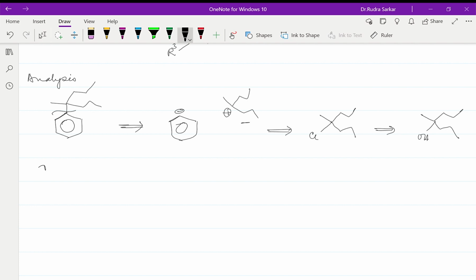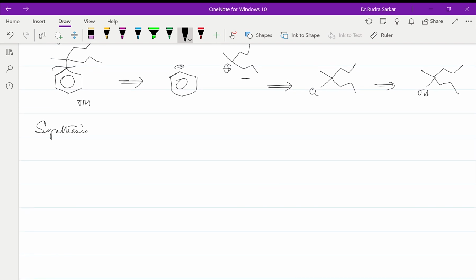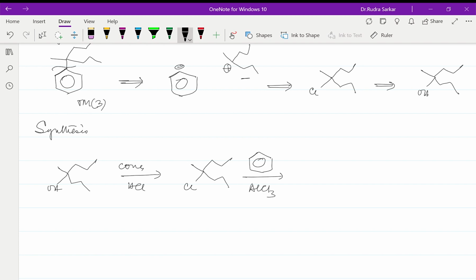So in the synthesis part, where we are trying to recreate this target molecule 3, we will consider the reaction of this particular tertiary alcohol in presence of concentrated HCl, and that will easily lead to the formation of the 3-degree alkyl halide, which when treated with benzene in presence of AlCl3 will lead to the formation of the target molecule 3, which is as shown.